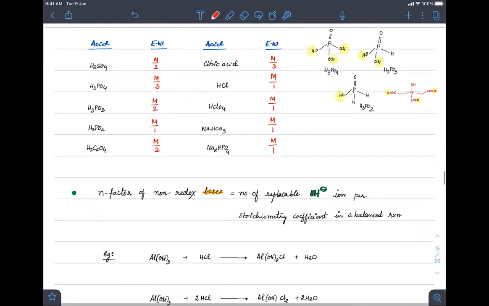So this is how we would find the equivalent weight, or if the question was about valency factor, we know what the N factor or the valency factor is in this.